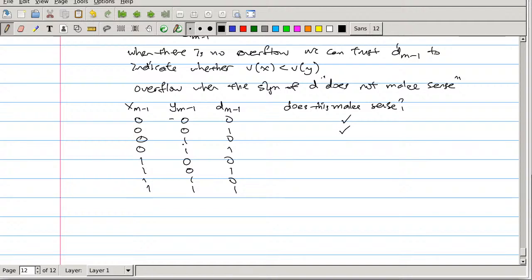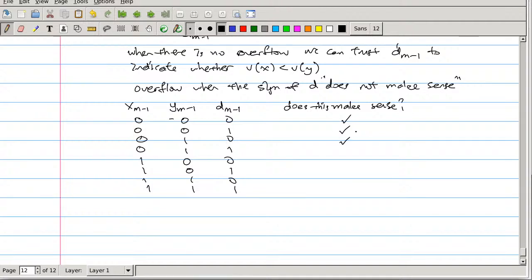We look at the third row. Can that happen? X is non-negative, y is negative, and the difference is non-negative. Makes perfect sense, right? Because remember, y is negative and is being subtracted from x. So it's really basically saying, adding the absolute value of y to x, which is already non-negative to begin with. So the difference being non-negative seems to make sense.